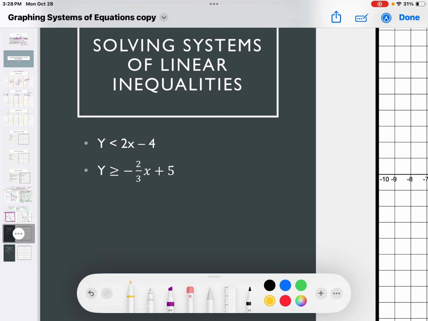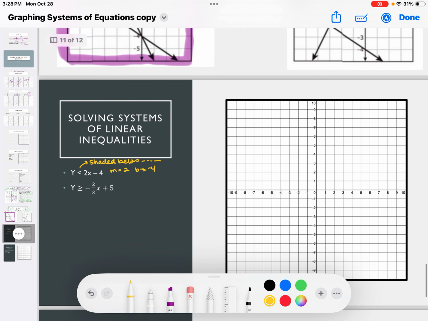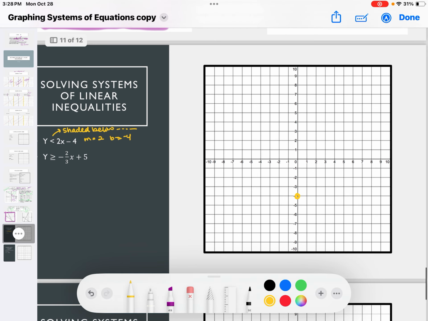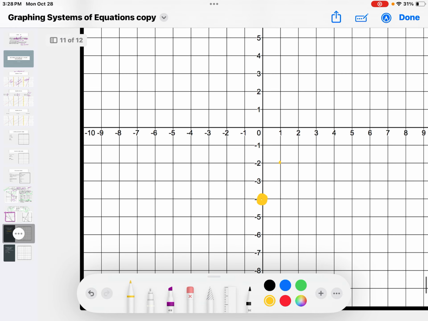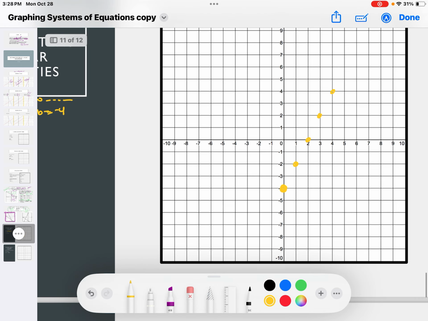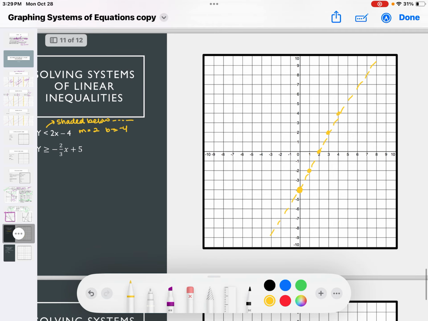All right, so hopefully you paused the video. Let's look at it. We know this is going to be shaded below, and it's going to be a dashed line. Slope is 2. Y-intercept is negative 4. So let's go ahead and do that. Y-intercept is negative 4, slope of 2, dashed line. I don't feel like doing all of these, so we're going to hopefully get it as straight as possible and shade it below.